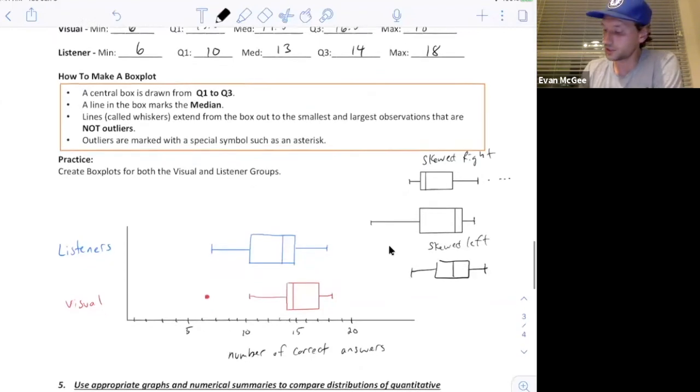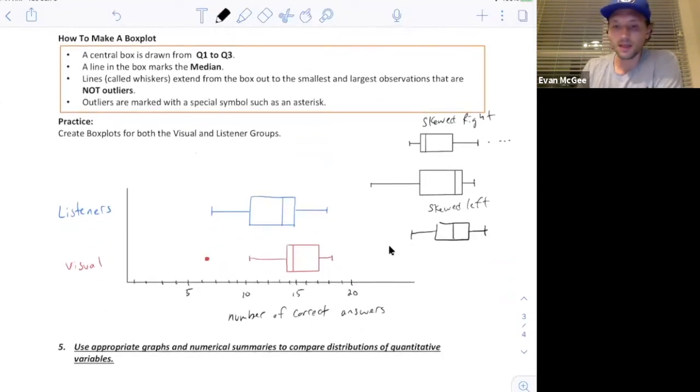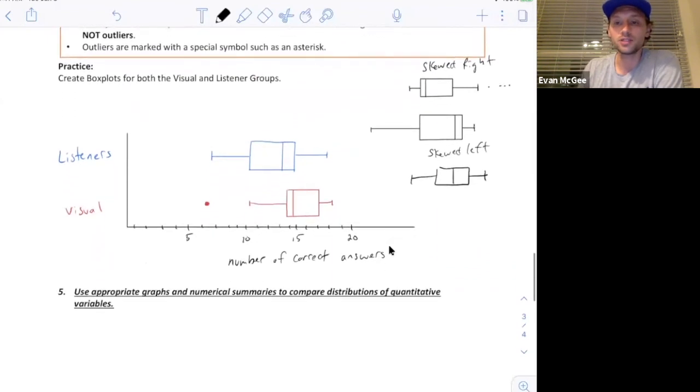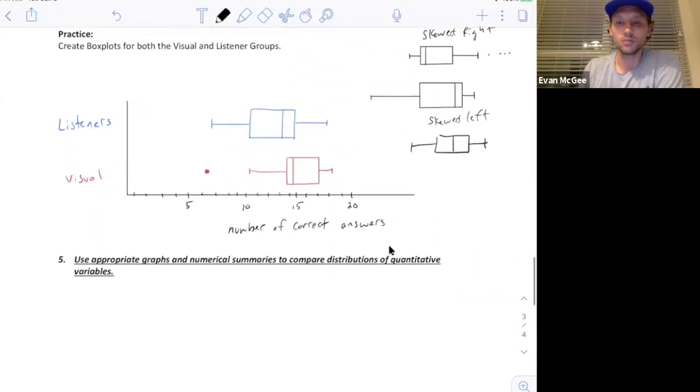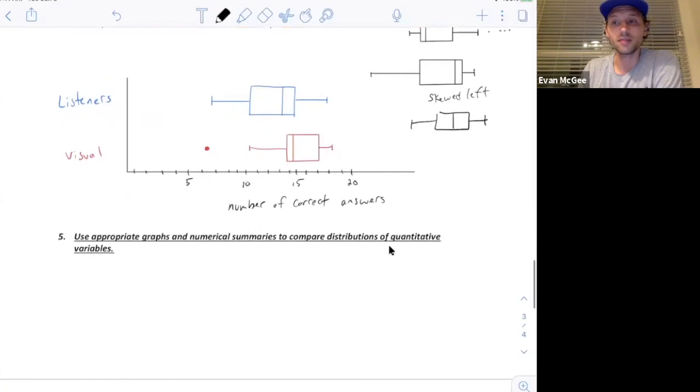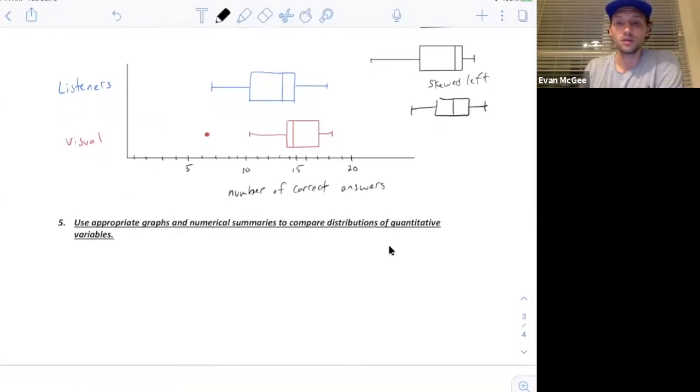So the last question is to compare these two distributions. So I'm going to write out my comparison and then I'm going to talk you through important words to use and certain things that you need to look for when you're comparing two box plots.